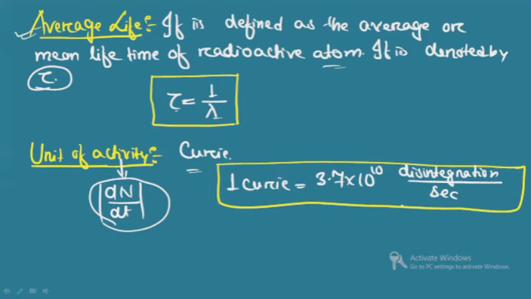One more thing I would like to say: radioactivity is a process by which a sample or any material, any substance you can say, is attaining what? Stability. All right. Radioactivity, or nuclear decay, occurs to attain what? Stability. All right.